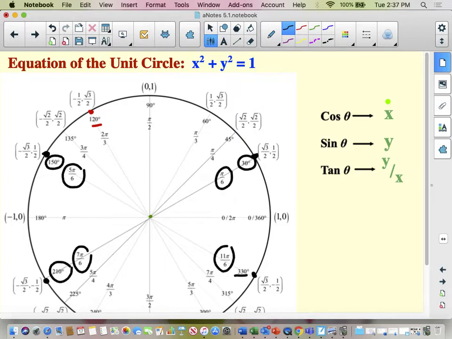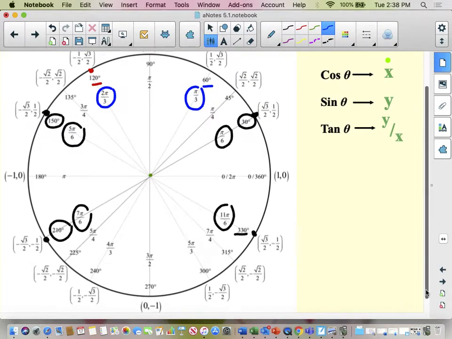Okay, the rest of them I'll go through just quickly, but you can also note the thirds. The 60 degree angle in radians is pi over 3. Okay, well then 120 degrees is 2 pi over 3. They're all thirds. So then I will scroll down so you can see that. 240 degrees is 4 pi over 3. So another third. And last but not least, in the fourth quadrant, 300 degrees is 5 pi over 3. So those are all thirds.